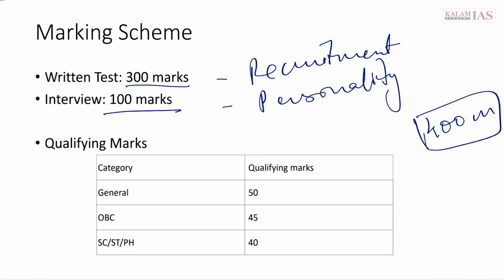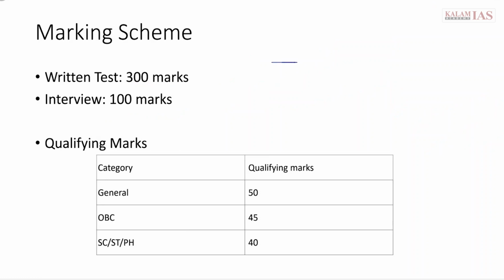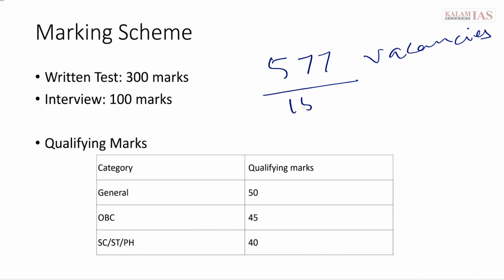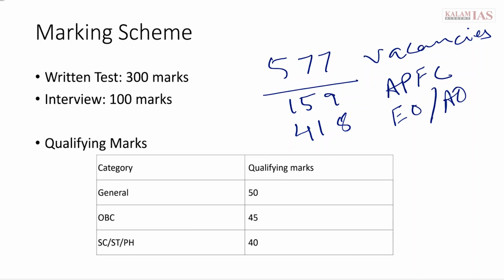There are a total of 577 vacancies which have been released, of which 159 are for APFC officers and 418 are for EO/AO officers, which are the enforcement officers and accounts officers.